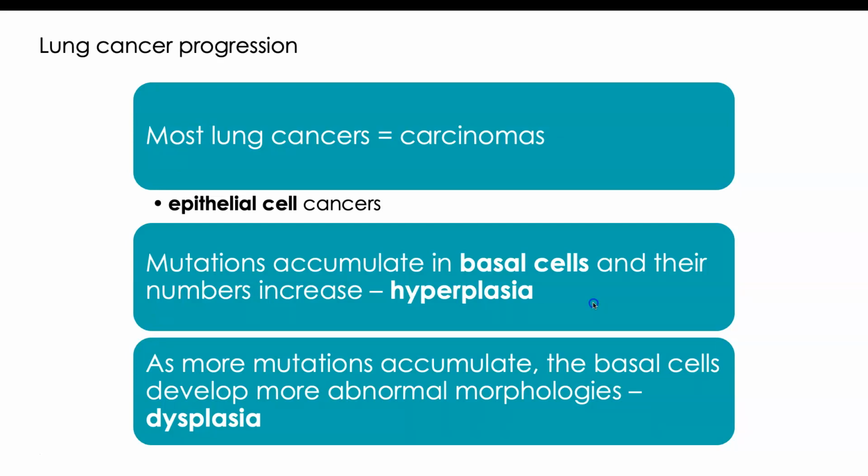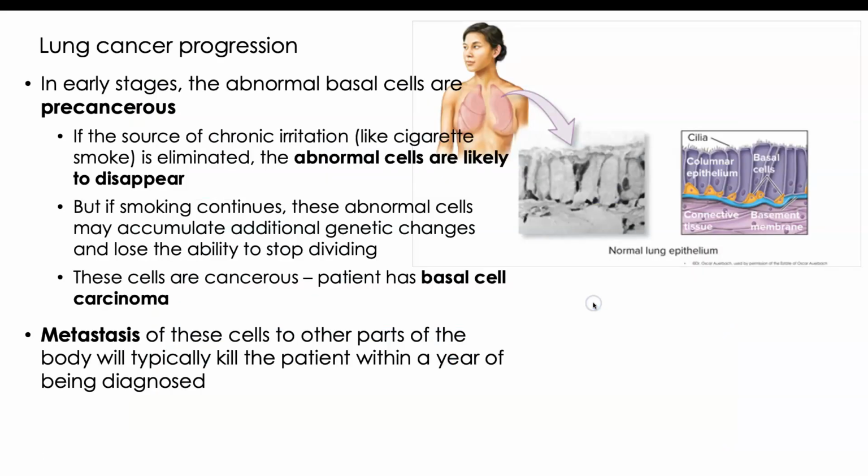Your mutations accumulate at first in what are called basal cells, and their numbers increase, and having a bunch of basal cells is not normal, so we call it hyperplasia. And then as these mutated basal cells accumulate, they develop abnormal morphologies. And that abnormal morphology has its own name called dysplasia. This is all important because it's relevant. We'll come back to these terms when we talk about histology and tissues.